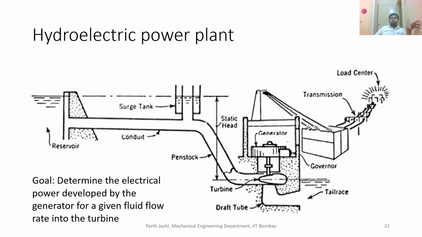Now if we want to develop a model, let us say we want to find out the electrical power as a function of the given fluid flow rate into the turbine, now we will include both the generator as well as the turbine together. The input in this case would be the fluid entering the turbine, and with the turbine and the generator combined together, the output will be the electrical power. So for developing that kind of model, we will put our boundary this way.